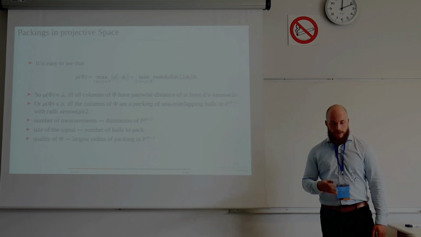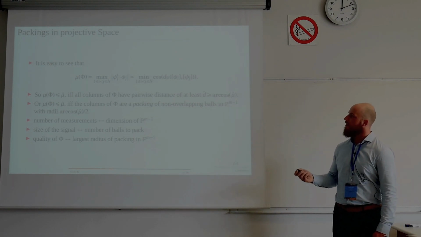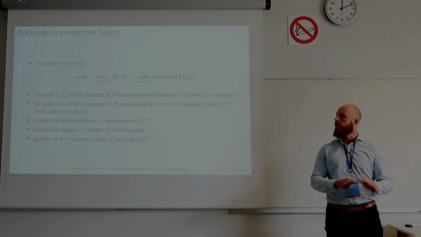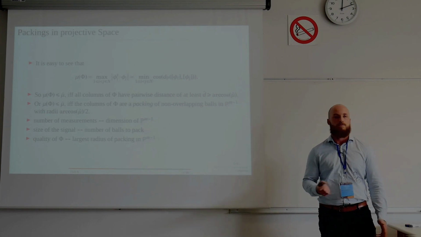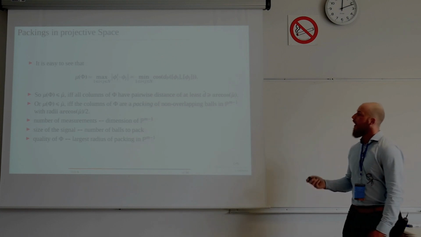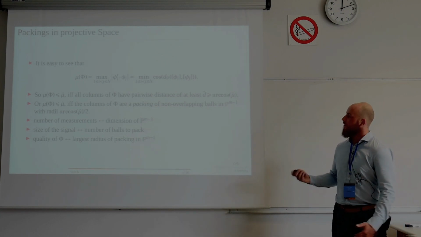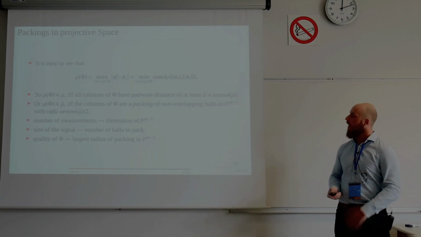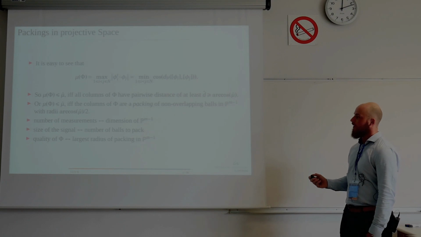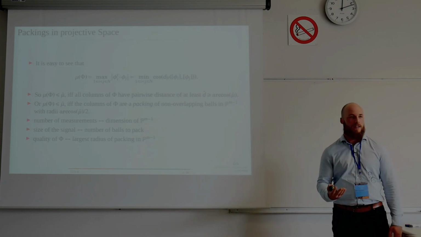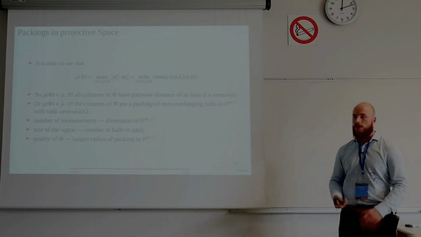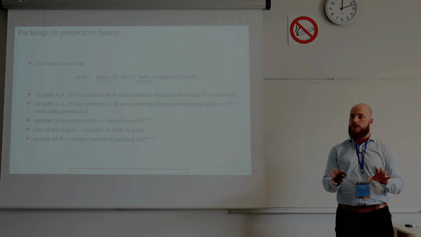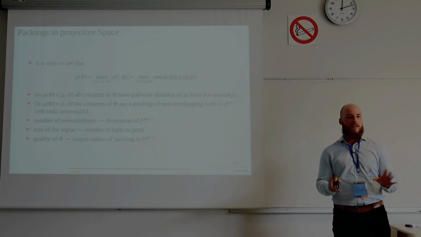So this coherence mu is smaller than some mu hat if all columns have pairwise distance of at least arccos of this mu hat in the projective space. And it's smaller than mu hat as well if, now we're getting to another notion, the columns of phi are a packing of non-overlapping balls in that projective space where the radii are exactly half of this. Yeah? So now we are rephrasing this distance problem as a packing problem. So we're trying to arrange open balls in the projective space with a certain radius such that they don't overlap.